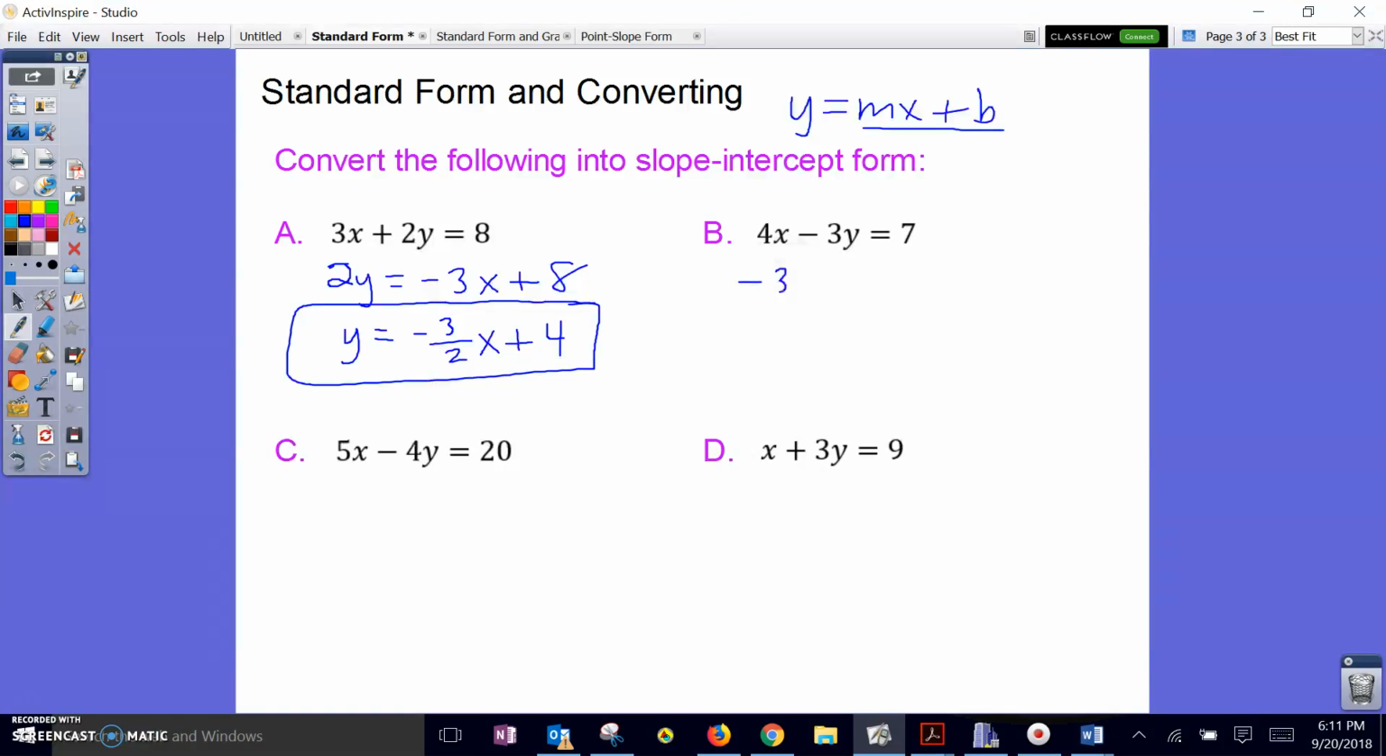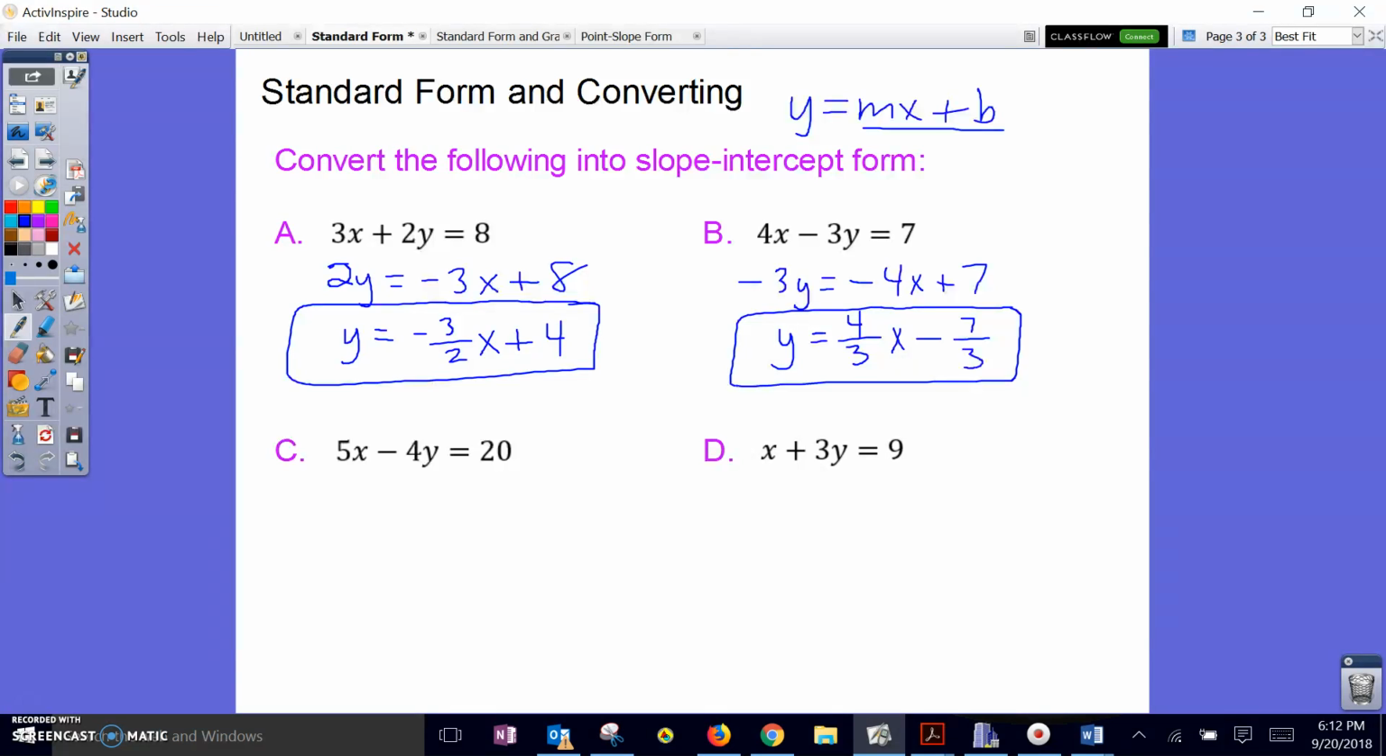We're going to bring the x's over to the opposite side. And then we're going to divide by the y coefficient. So y, we're dividing by negative 3. Negative 4 divided by negative 3 is going to be 4/3. Negative divided by a negative is a positive. 7 divided by negative 3 is going to be a minus 7/3. And now it's in slope-intercept form.